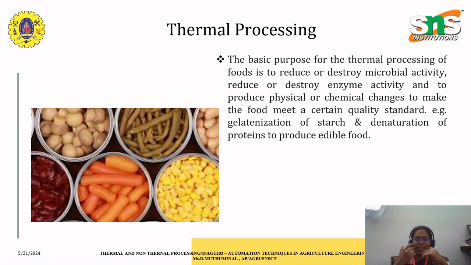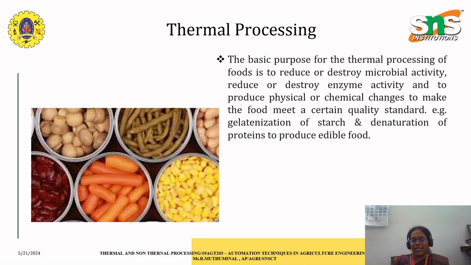Under thermal processing, initially we try to reduce the microbial activities and destroy the enzyme activity, to produce a physical or chemical change and to make the food consumable with a certain quality standard. For example, gelatinization of starch and denaturation of proteins to produce edible food.